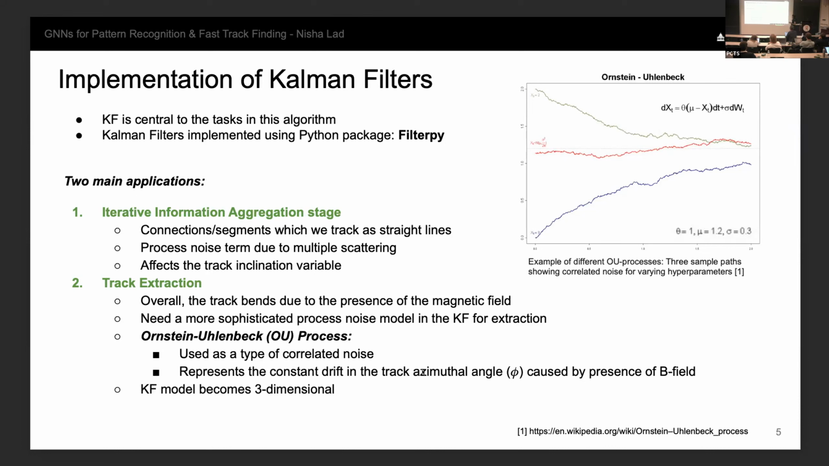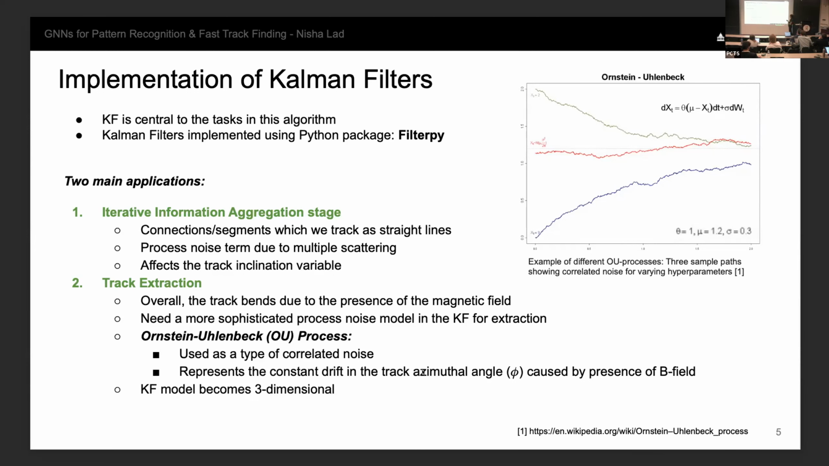For the iterative information aggregation stage, here we model our segment, so a node and its hit pair, as straight lines. So the only process noise that we have within this Kalman filter at this stage is due to the vertical scattering. It's a very simple Kalman filter, and it affects the track inclination variable.